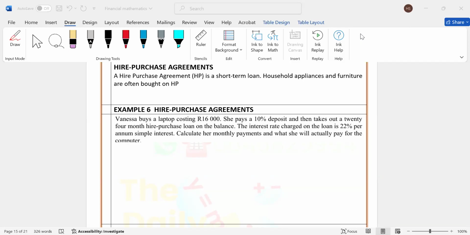With this one, once they use the words hire purchase, they're already telling you to use simple interest. Yes, hire purchase serves like simple interest. So we use short-term loans for household appliances and furniture.